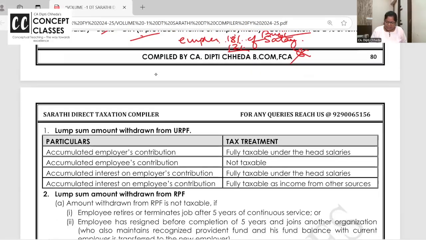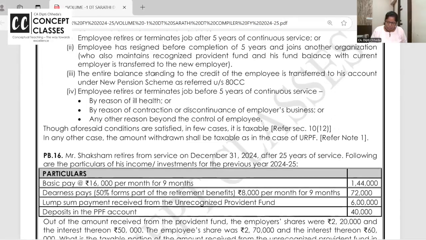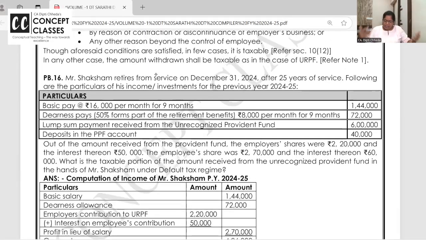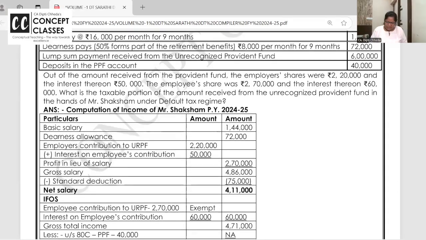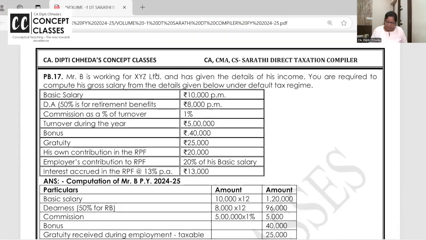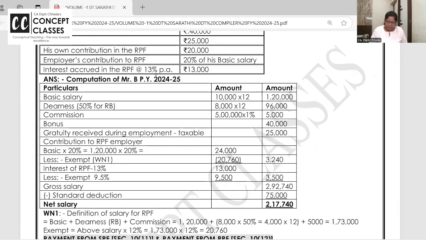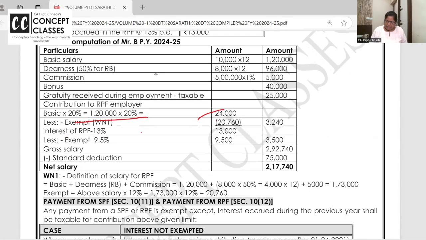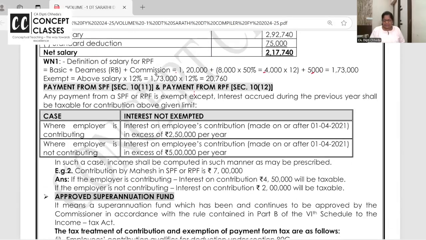I have given the treatment in a very nice way; if you go for the compiler, you can look. Now we have done PF, so these questions are all related to PF. See, the employer has contributed 20% of basic, but the deduction allowed is on basic, DA and commission. Got it?